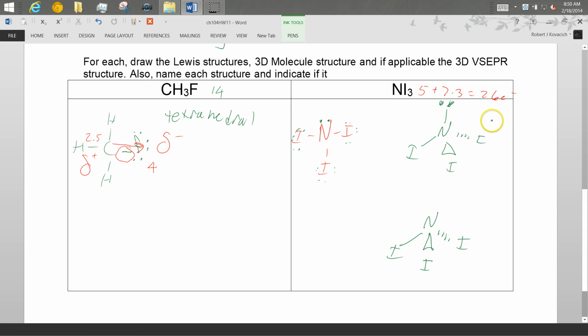So this shape up here with the electrons here, this is tetrahedral. And this one down here is what? Trigonal pyramidal.